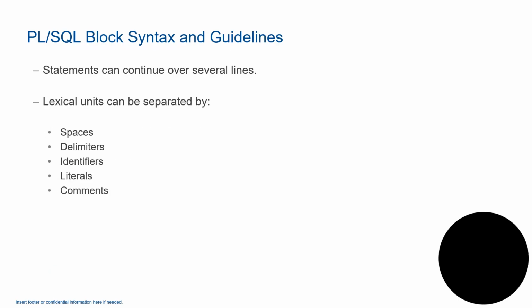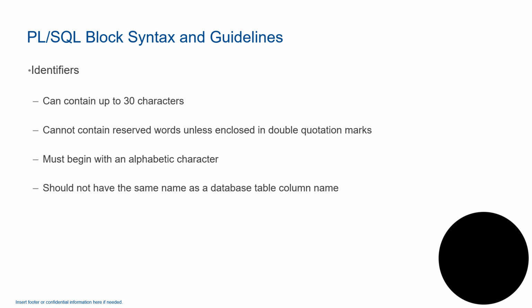Now PLSQL block syntax and guidelines. Statements can continue over several lines. Lexical units can be separated by spaces, delimiters, identifiers, and comments. These are the guidelines. Identifiers, this is the main thing: suppose we are giving a variable, it can contain up to 30 characters. More than 30 characters is not allowed. It cannot contain reserved words unless enclosed in double quotation marks.